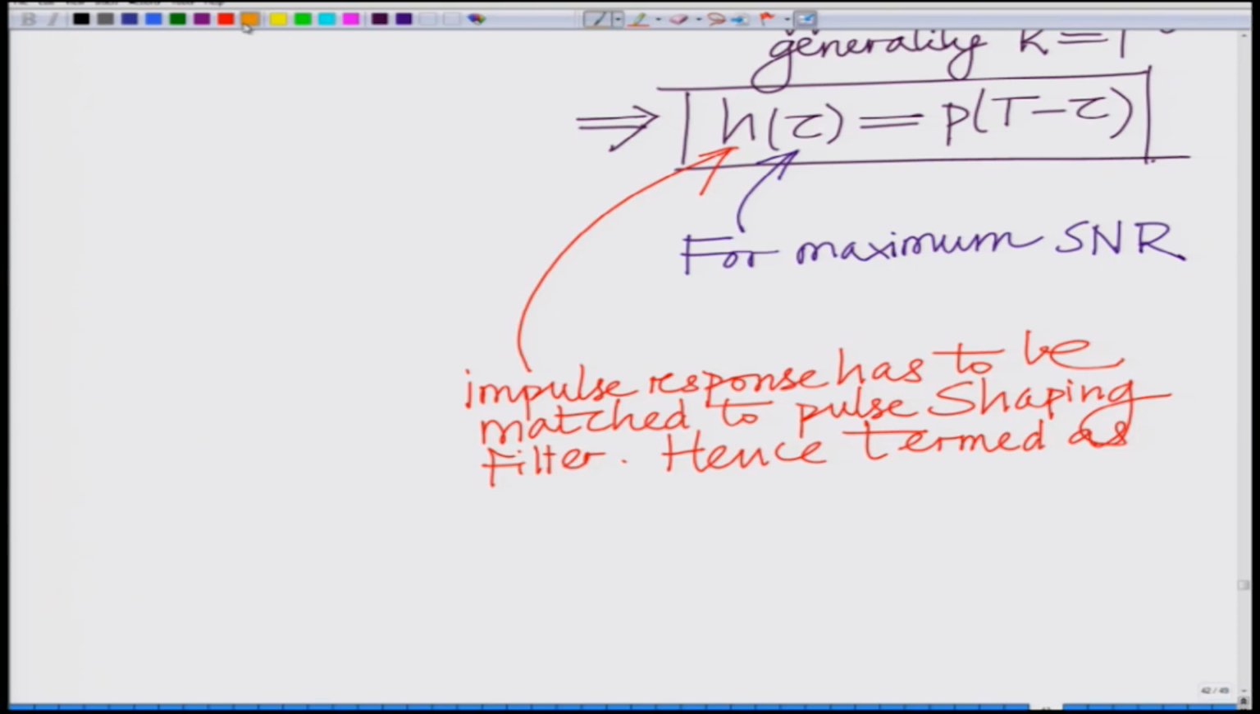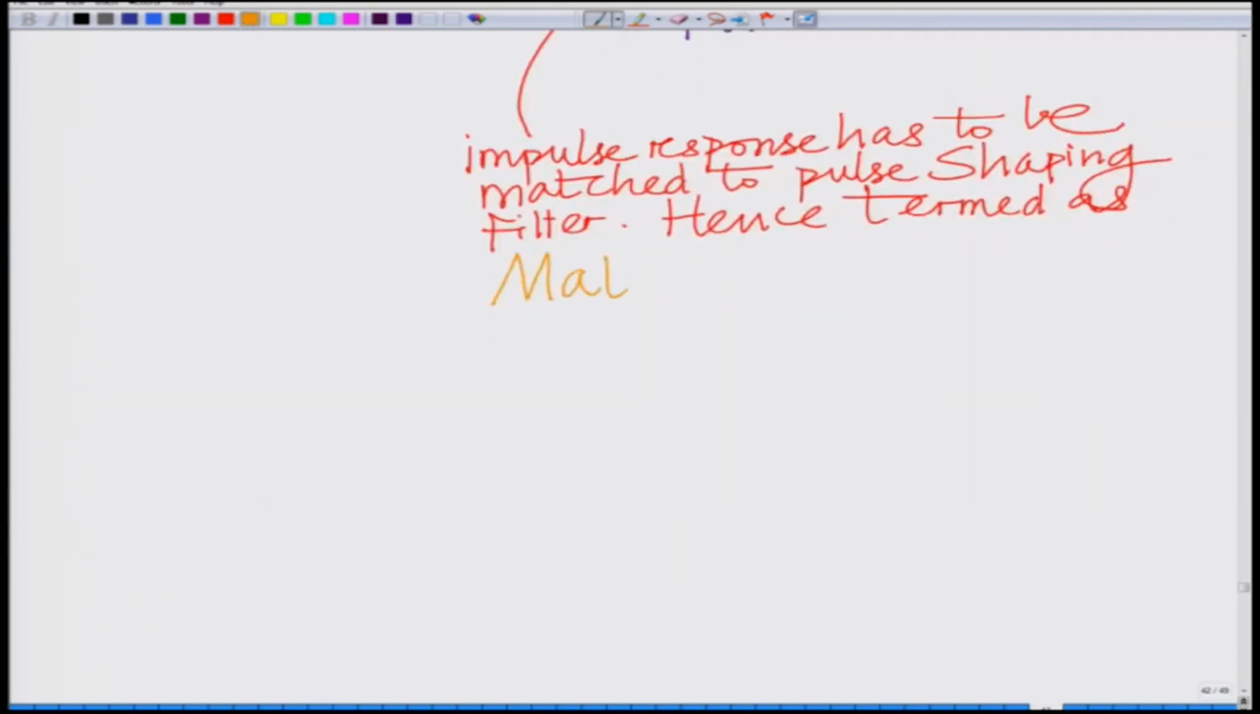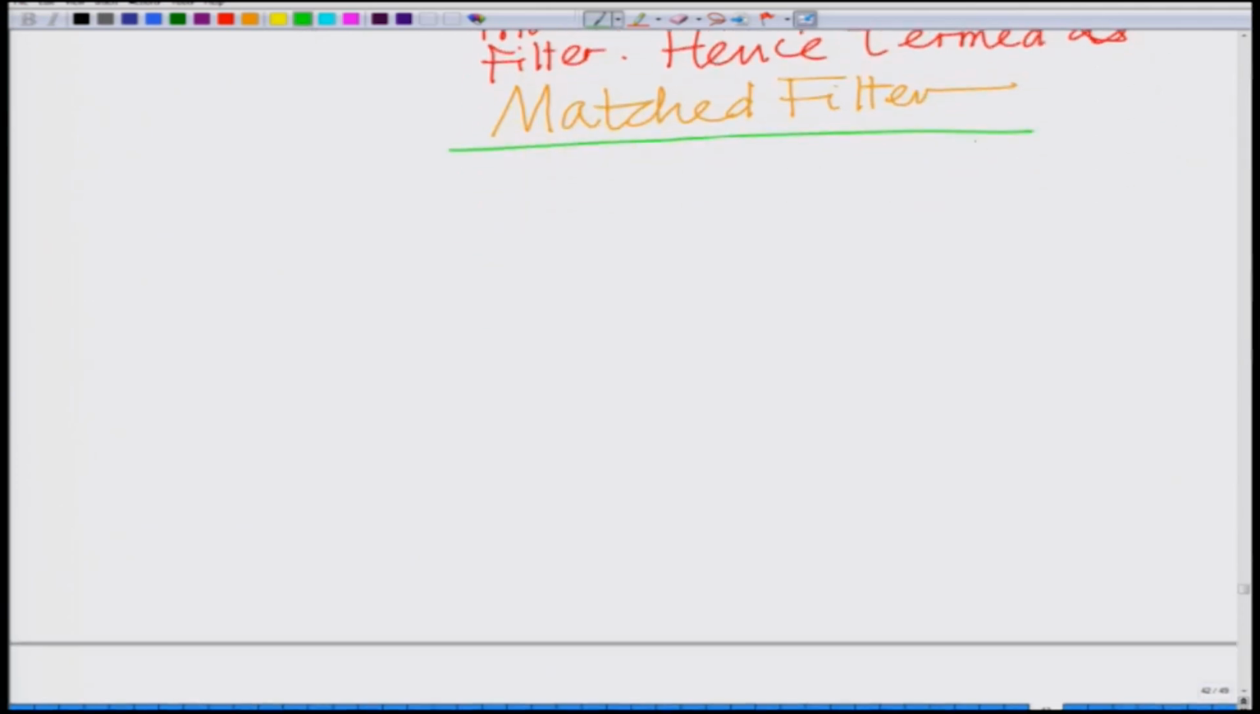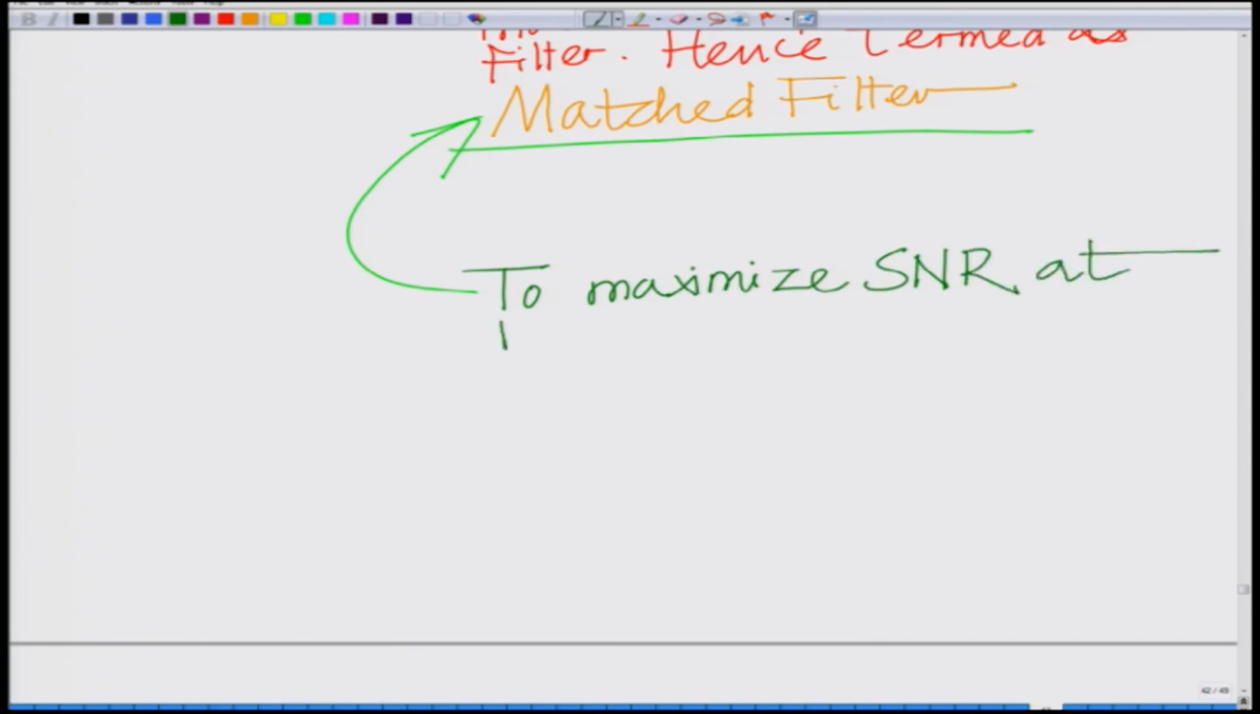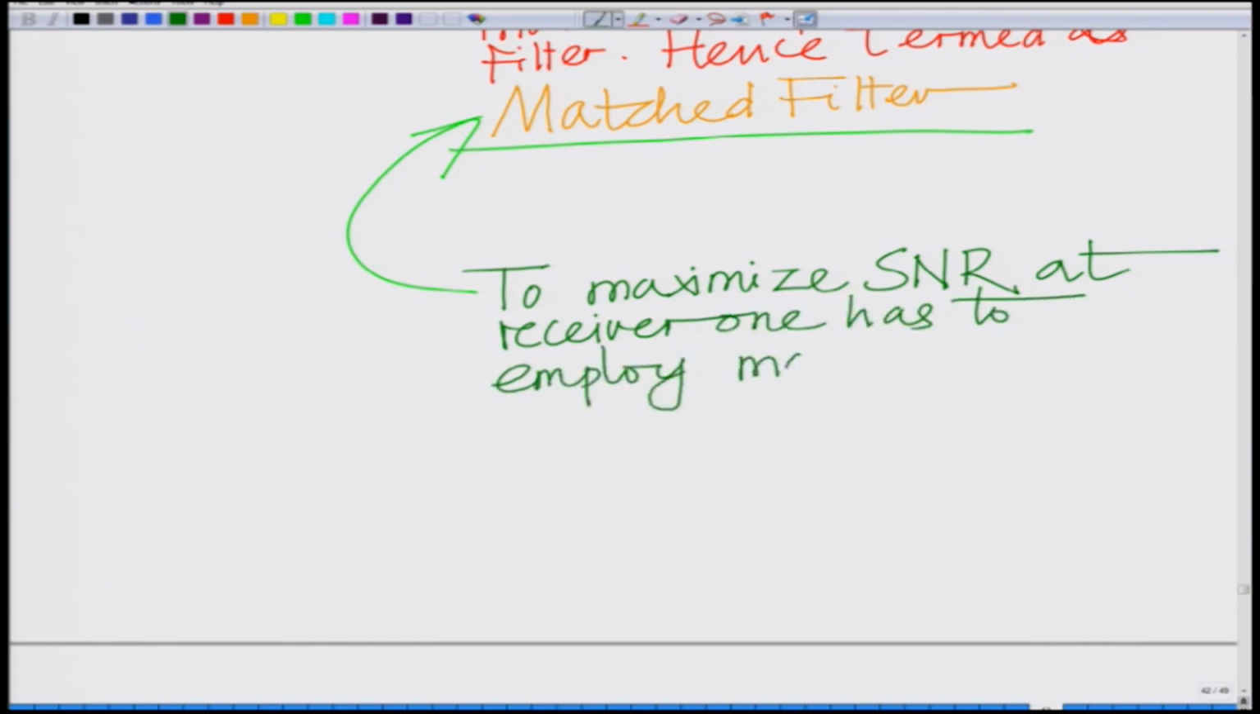Hence, it is termed as a matched filter. So, to maximize the SNR, one has to employ a matched filter at the receiver, that is the whole point.